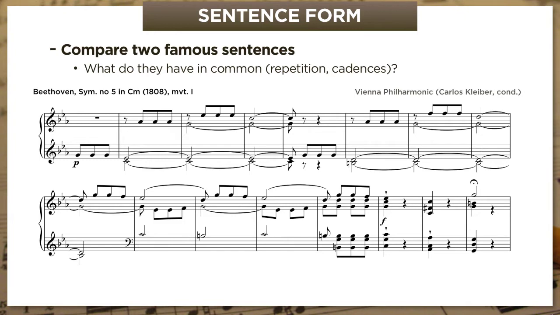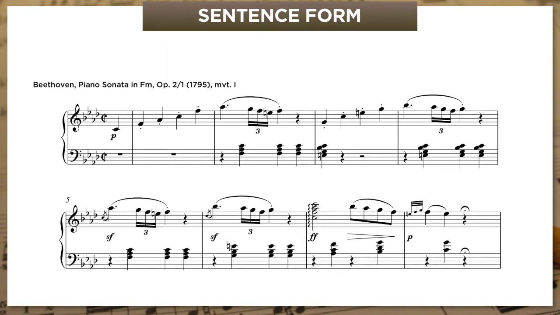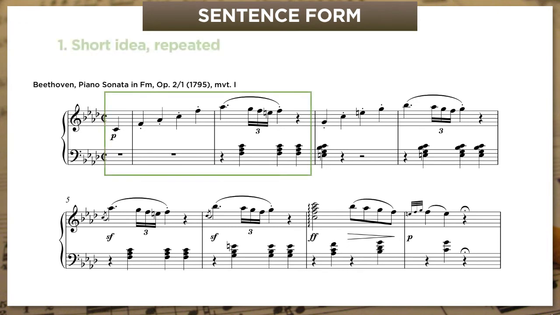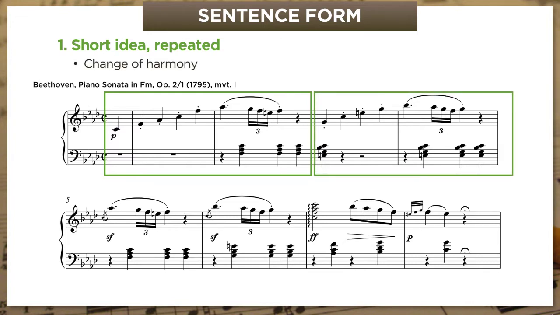So now that you've heard them both, let's go back through them with an eye on what makes them sentences. The essence of sentence form is that it begins with a short idea, usually 2 bars long, maybe as much as 4 bars long, and that idea is repeated, usually over a change of harmony. And we see that right here. Beethoven gives us the opening motive, which is over the tonic harmony, and then he repeats it, which is over the dominant harmony. Together, these two repetitions make up the first half of a sentence. This is sometimes called a presentation.